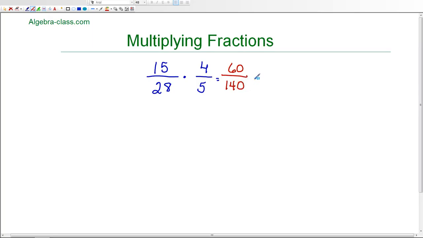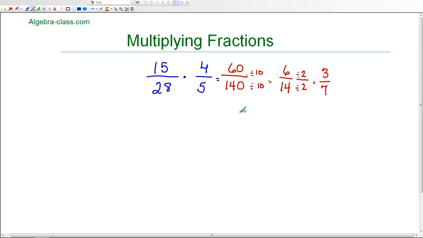Now notice that I'm getting larger numbers, and I do have to simplify. Now this one's not too bad because they both end in a 0, which means that I can divide both of them by 10. And when I divide them both by 10, I get 6/14, which then we now know can both be simplified because they both are divisible by 2, and that gives me 3/7. So my final answer is 3/7.